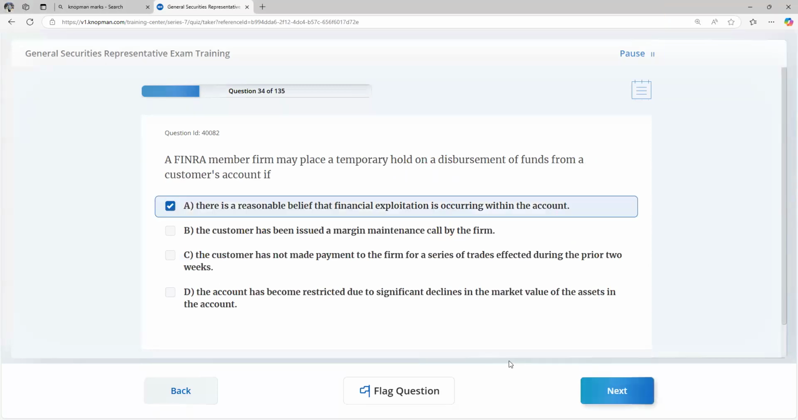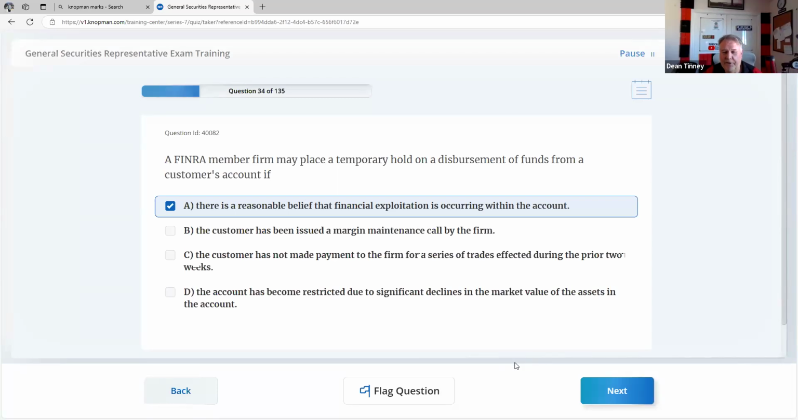The way that these questions are, it's almost like you want to click multiple. A member firm may place a temporary hold on disbursements if the customer has received a margin maintenance call by the firm, a customer has not made payment for securities during the prior 2 weeks, the account has become restricted. Yeah, I think that's the best answer. I'm with you. I wish it had more information, like there's a trusted contact person and we're going to do a wellness check or whatever.